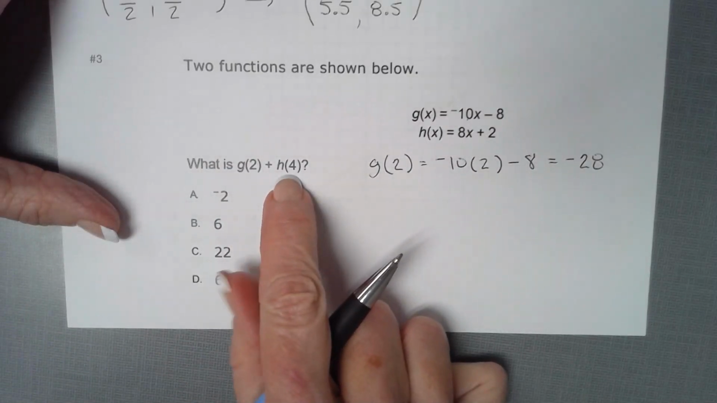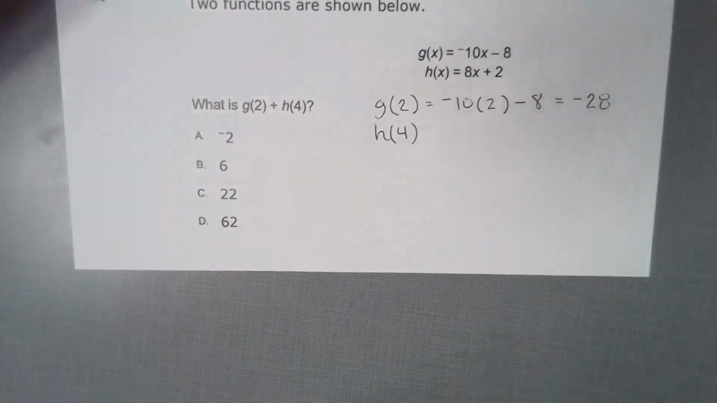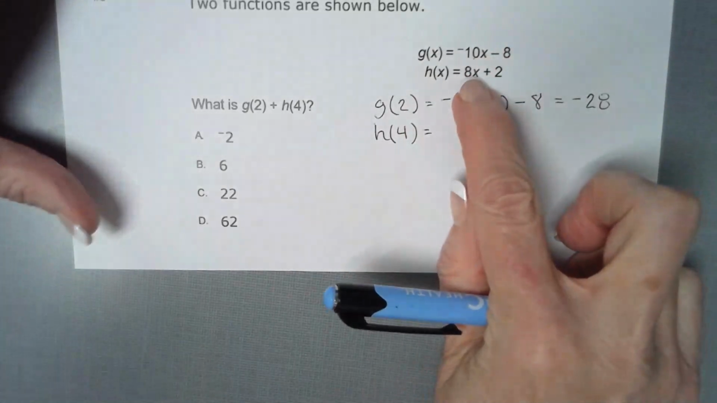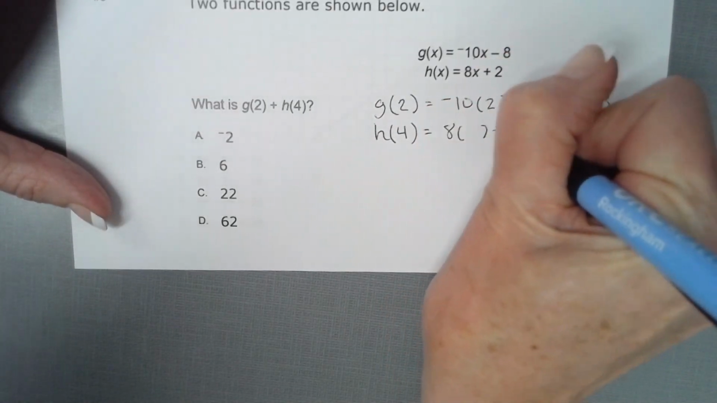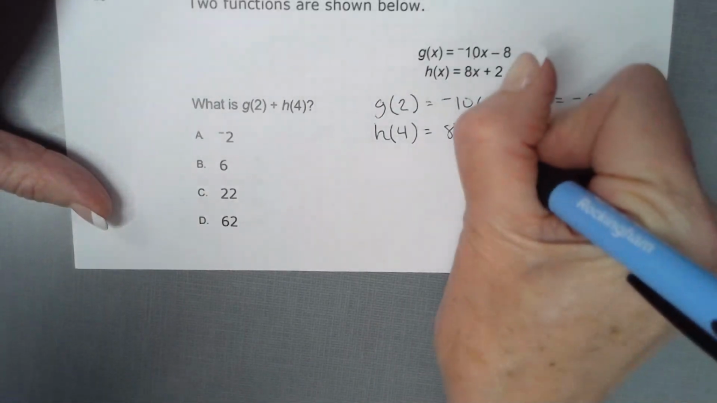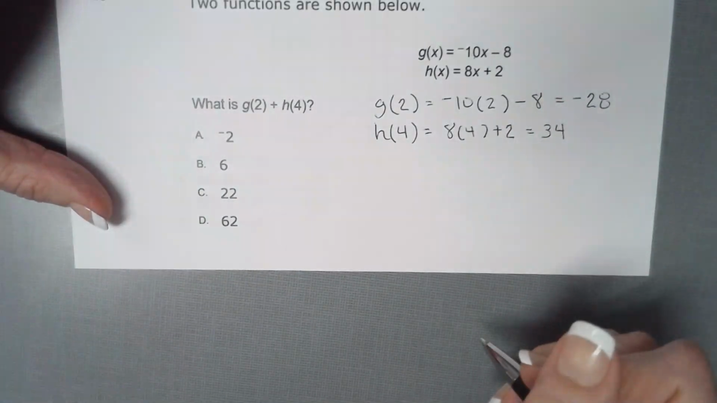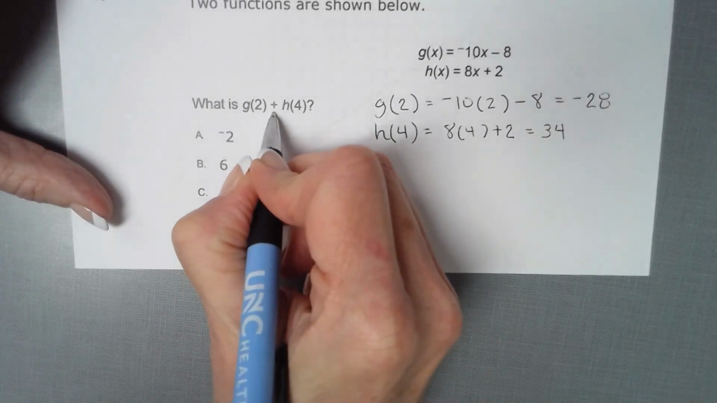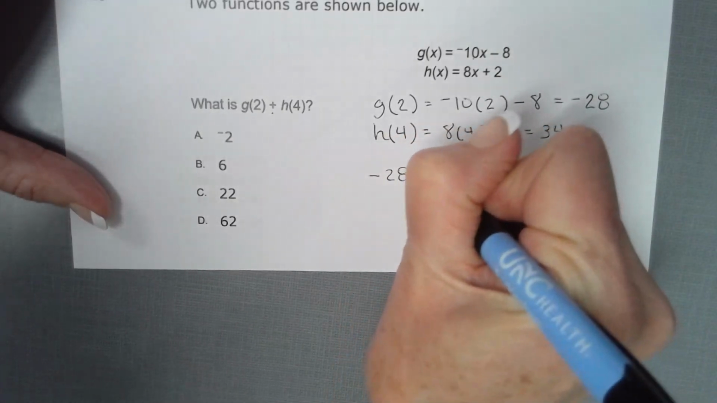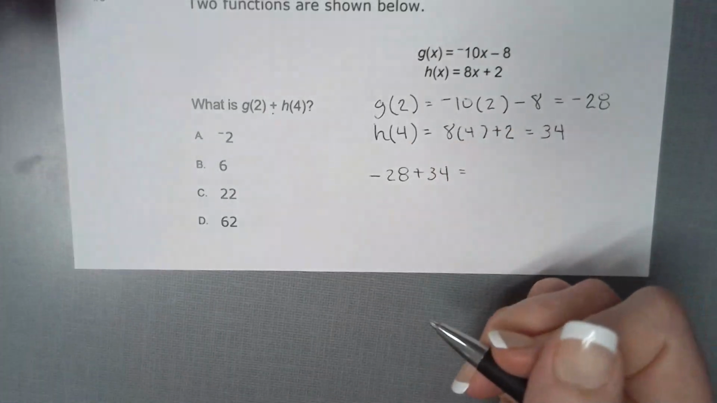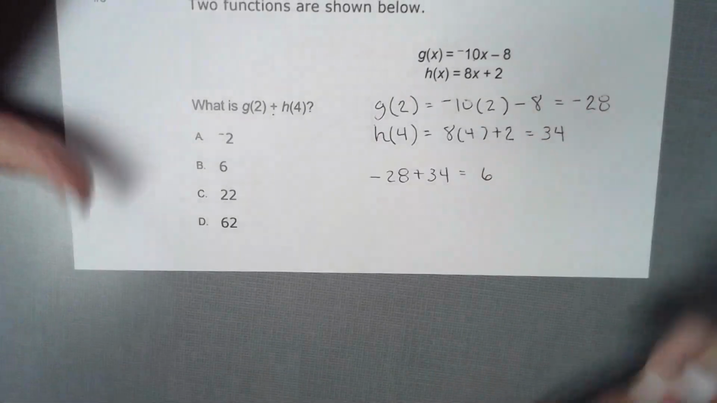Now I've got to do h of 4. What does h of 4 sound like? 8 blank plus 2. What goes in the blank? 4. 8 times 4 is 32. Add 2, you get 34. They are asking us to add those together, so we've got negative 28 added to 34. The signs are different, so I'm actually subtracting, and I get a positive 6.